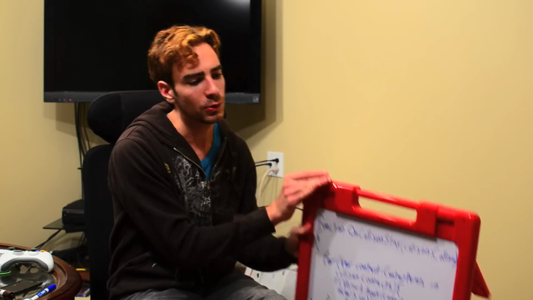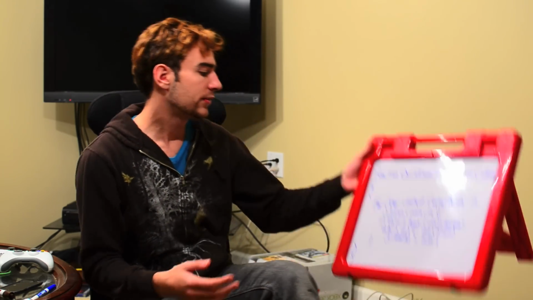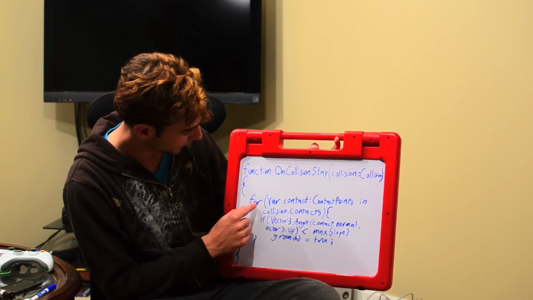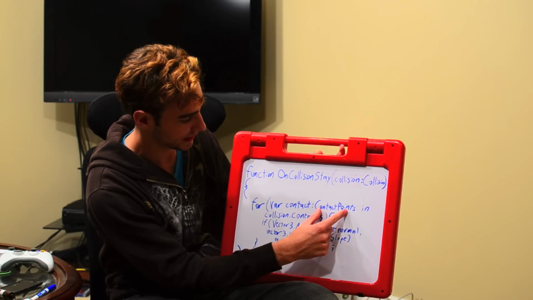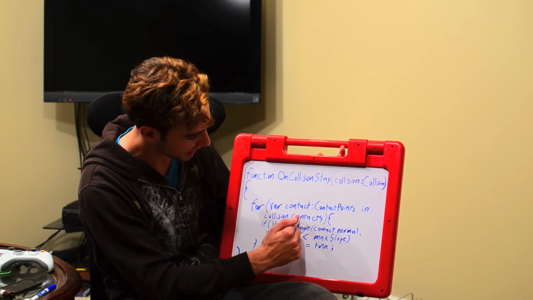You're not always going to be on a perfect flat surface. Let's say we have two cubes intersecting each other like this, and you're walking in the middle of them. It's going to have a collision with both of those colliders and both of those objects, and it has to test those individually. So we have for var contact, and that's of type ContactPoint, in collision.contacts.